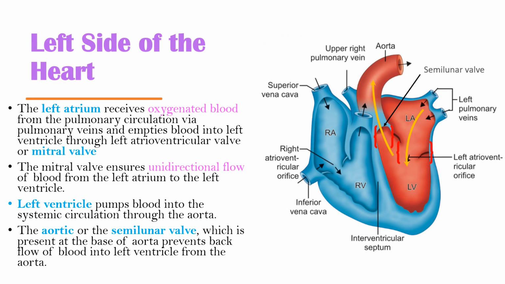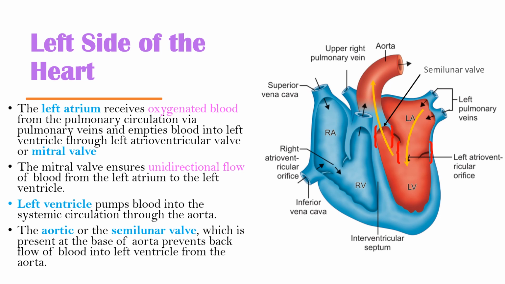On the left side of the heart, the left atrium receives oxygenated blood from the pulmonary circulation via the pulmonary veins and empties blood into the left ventricle through the left atrioventricular valve, or mitral valve. The mitral valve ensures unidirectional flow of blood from the left atrium to the left ventricle.